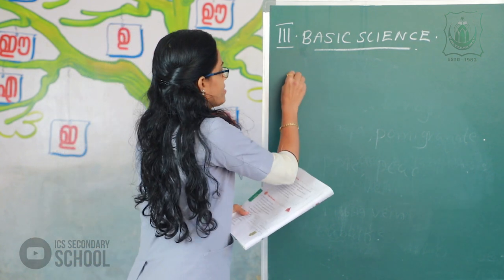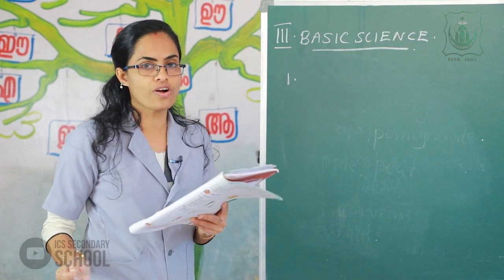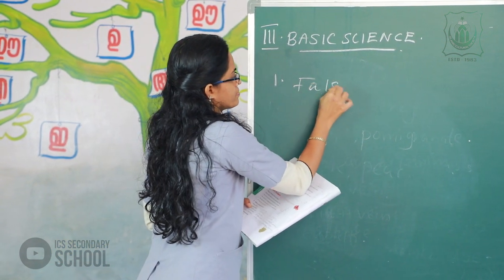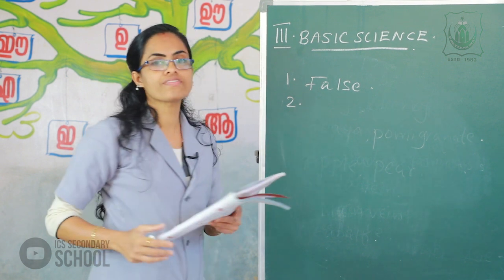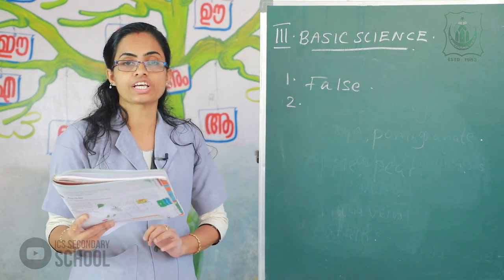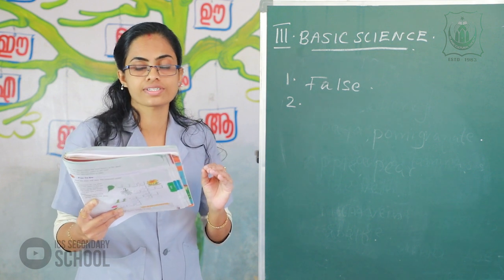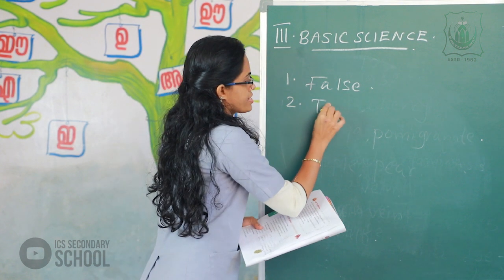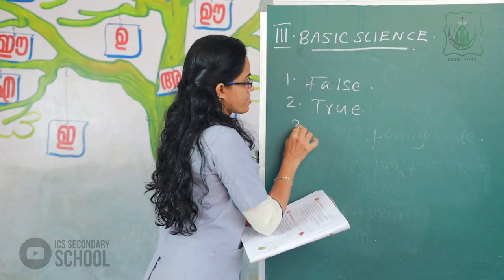The first one, true or false? The answer is false. And the second one: the stem supports the branches and leaves. Yes, true. It is the correct statement.